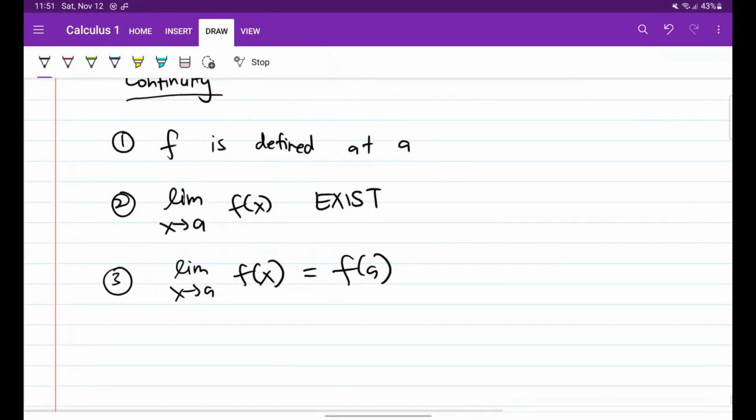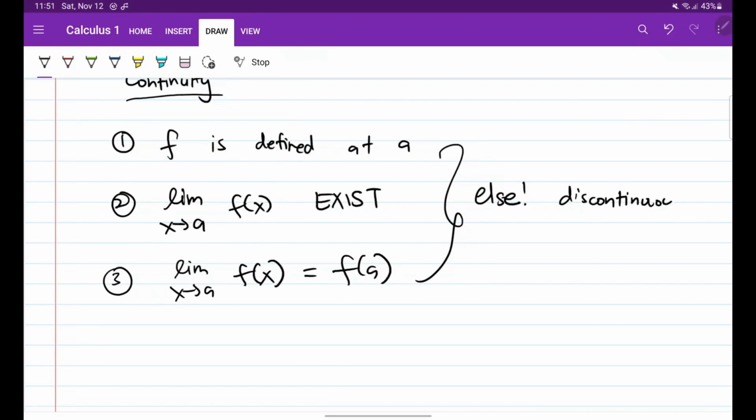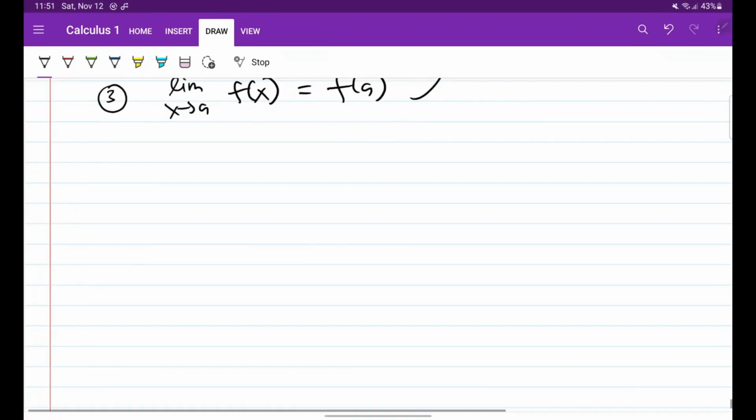Okay? Else, okay, discontinuous siya at x is equal to a. Okay? So, kailangan lahat yan ay masatisfy para masabi natin na continuous yung isang function. Okay? So, pag sinabi natin na discontinuous, meron din tayong mga iba't ibang klase niyan, no? So, let's also talk about that.